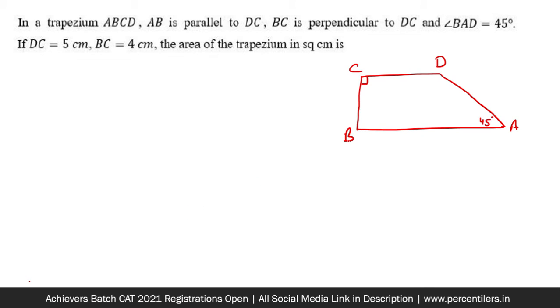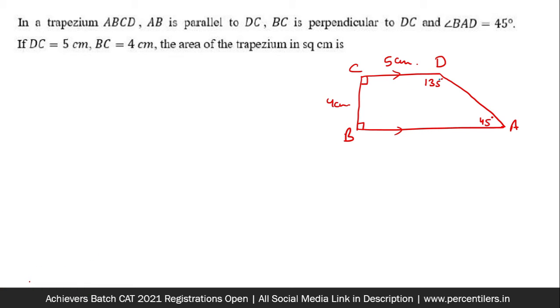Please read it. Okay, so this is our trapezium that the question talks about. AB is parallel to CD and BC is perpendicular to DC. So in turn, BC will also be perpendicular to BA or AB. And this angle BAD is 45 degree that you already know. In turn, this angle would become 135 degree. DC is given to be 5 centimeter and BC is given to be 4 centimeter.